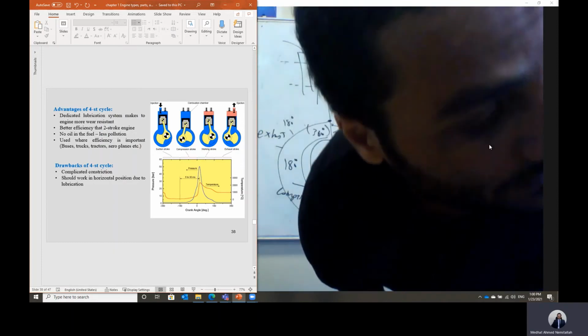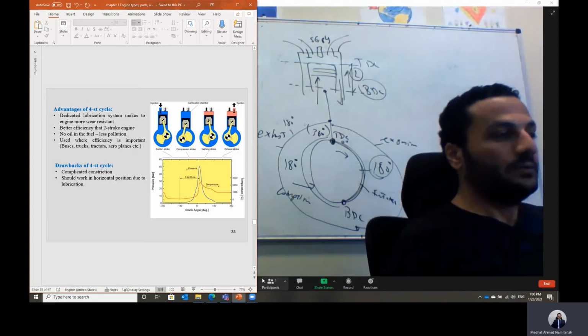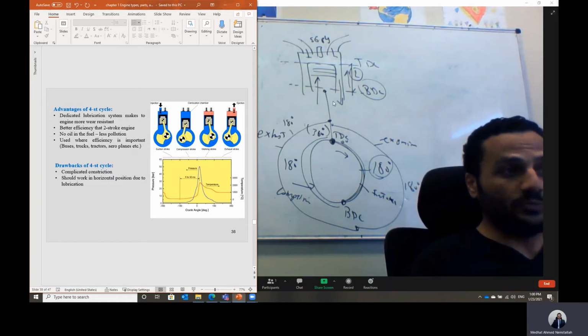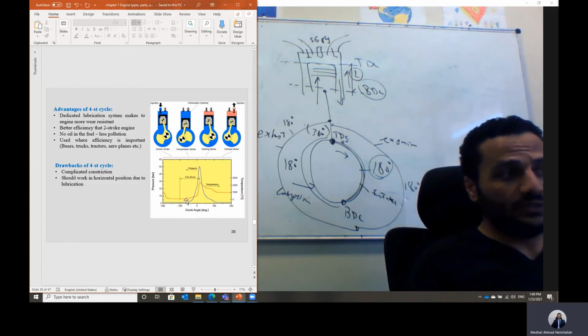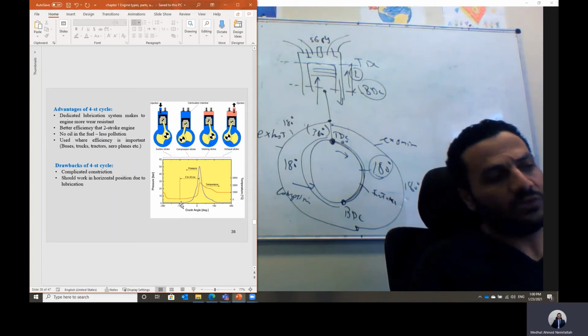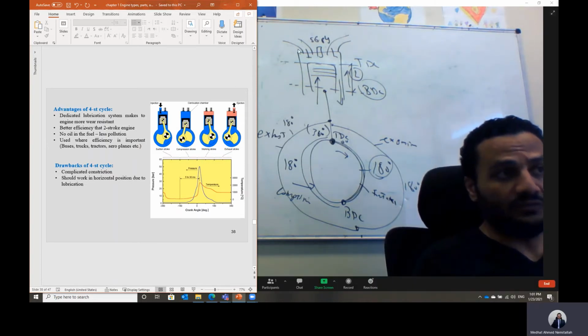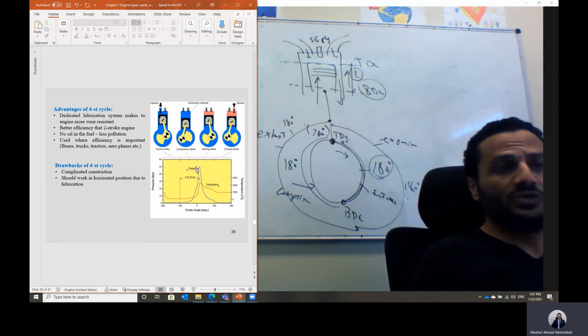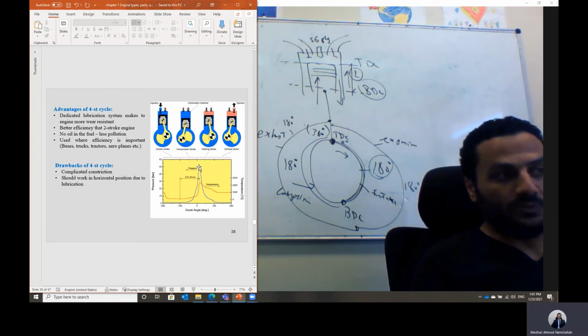You can see here the piston is at 360 degrees, which is at the top dead center. When it is moving to the bottom dead center during the suction stroke, this blue line is the pressure. During the suction stroke, the pressure is almost constant, the intake valve is open, and the pressure is very close to the atmospheric pressure. Once the piston reaches the bottom dead center and starts the compression stroke, the pressure will rise. Pressure will be almost at its maximum at the end of the compression stroke.